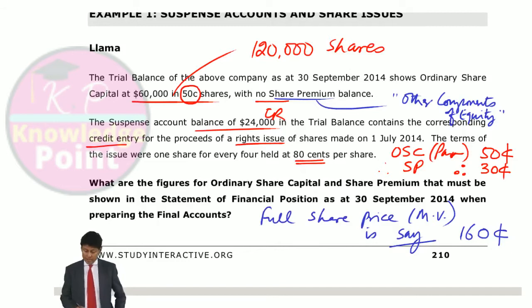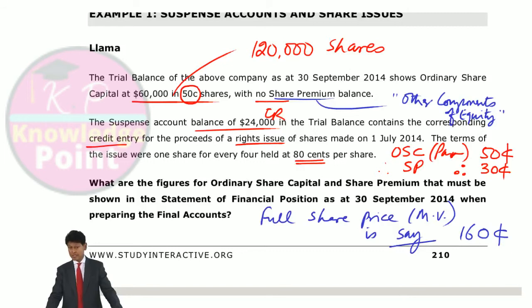So how do we get all this together? What are the figures for ordinary share capital and share premium that must be shown in the statement of financial position? Now, just a couple of things to look out for. Number one, if the share price is, say, 160 cents, and the rights issue is made at 80 cents, it's made at a huge discount. And there's a good chance that it will be a successful issue, because existing shareholders are prepared to have their money invested in the company at 160 cents per share. And if you offer at half price, they're most likely to say yes, because they're happy with 160. 80 is a huge, huge discount.